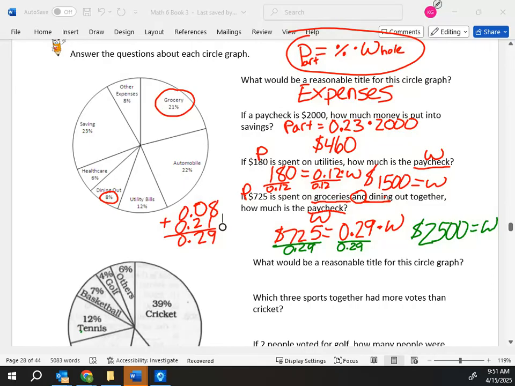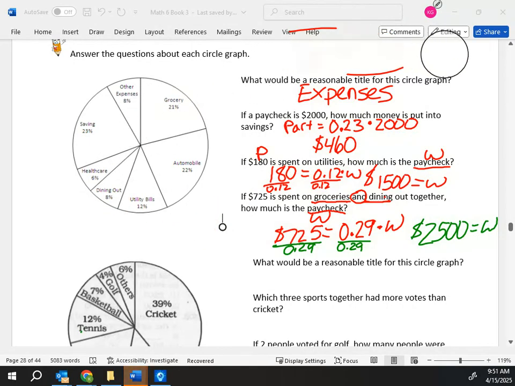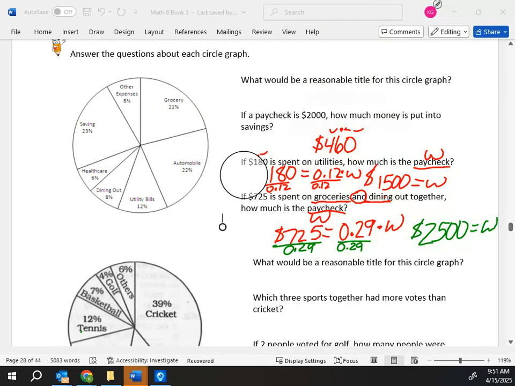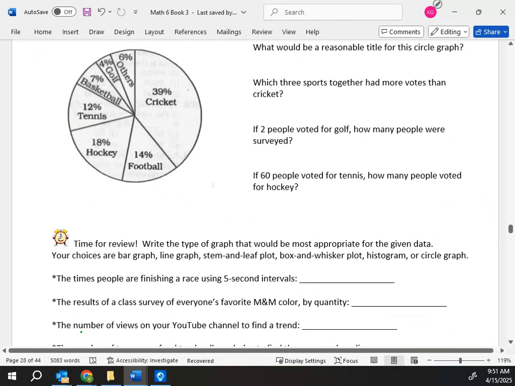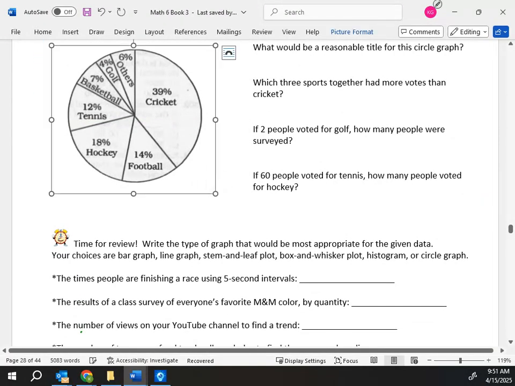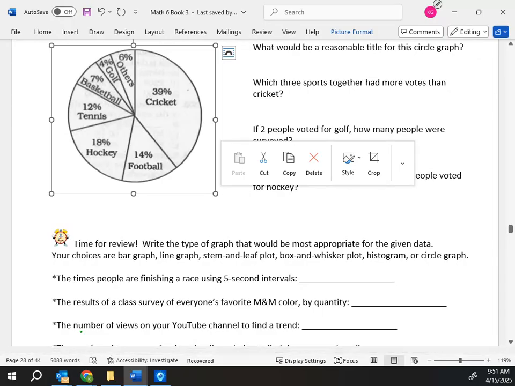All right, so we have, let me scroll up. We have one more circle graph that you're going to work on your own in your time for review. So you're going to do that last circle graph, answer those questions on your own, and then do the review on the graphs.